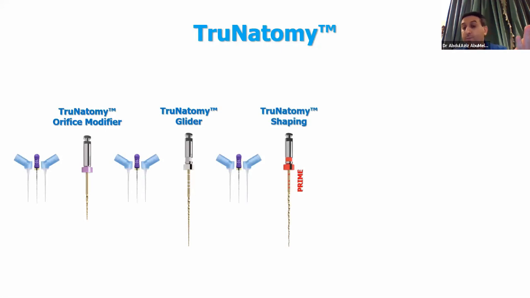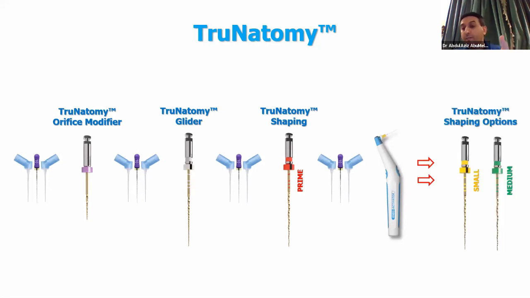After that, you might go with the prime if the case looks like that and finish in that sequence. You might go and use the EndoActivator, okay? If you have a smaller file or smaller canal, or larger canals, you might go with a smaller or medium. The prime is 2604, the small is 2004, the medium is 3603.